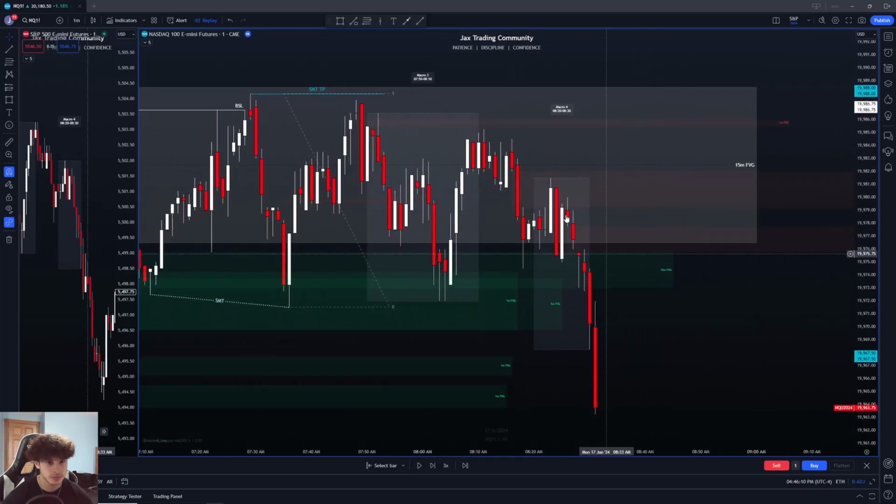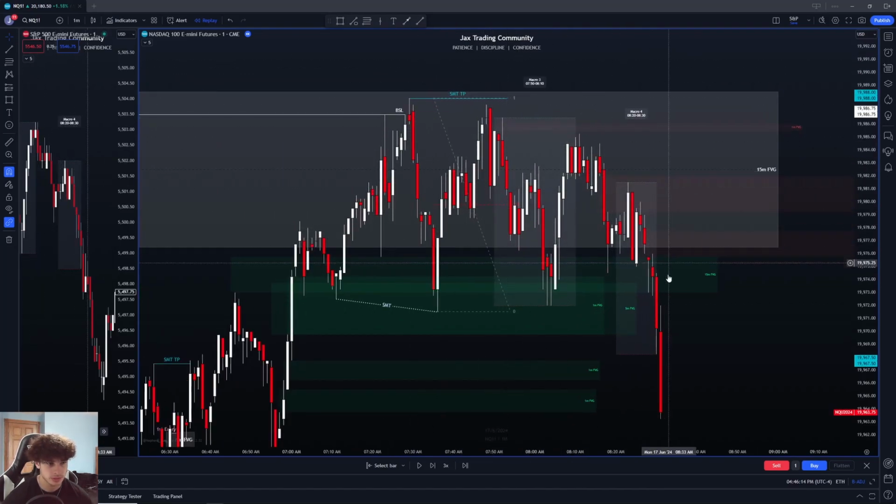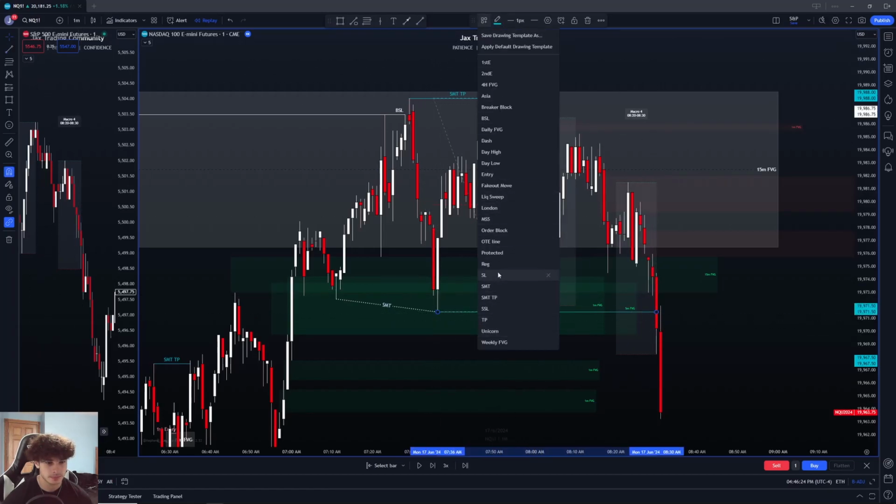So now that this fails, I am a lot more bearish. After seeing this 15-minute get respected, and this 15-minute get disrespected, and this bullish model right here get disrespected, this would make me a lot more bearish. So now that I waited after that, now I have a bias which is bearish.